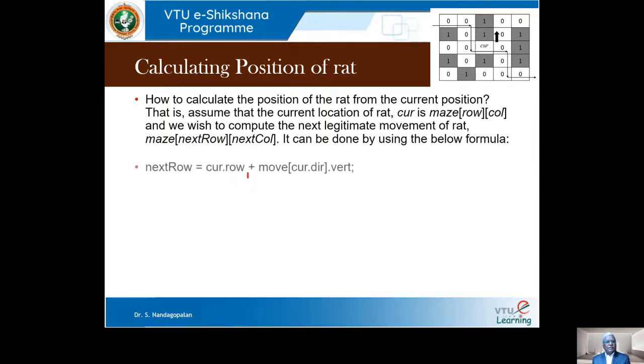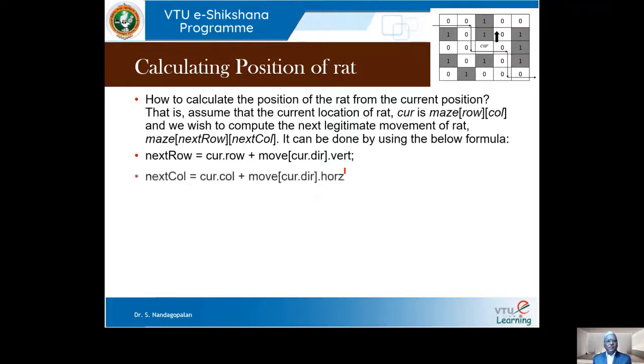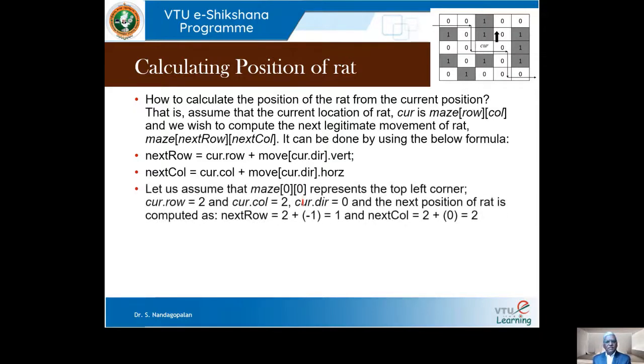How to calculate that? So the next row can be calculated as the current row plus, from the lookup table with respect to the direction, the vertical value, because the row value has to be obtained. Now the column value is the horizontal movement. So from the current column, I can find out my next position in terms of the column value.